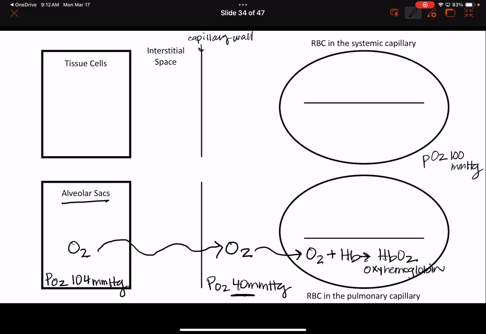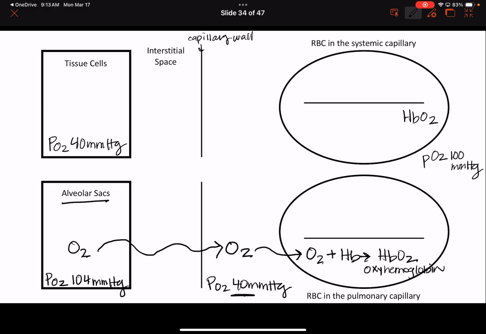And we eventually want to deliver this oxygen to the tissues. What is our PO2 at the tissues at rest? 40 millimeters of mercury. So which way is that oxygen going to want to move? Towards the tissues or back towards the blood? Towards the tissues. So then we just take that same equation in the opposite direction.